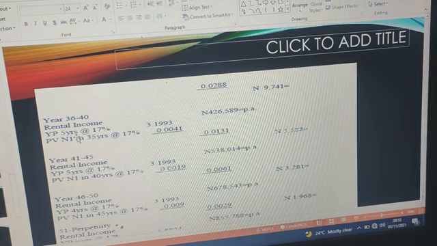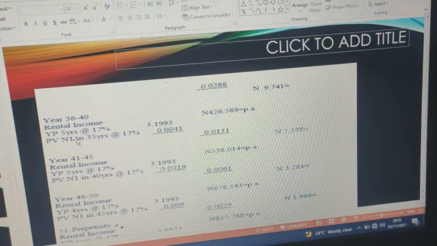Year 36 to 40. Rental income N426,589 equals P.A. YP 5 years at 17%, 3.1993.